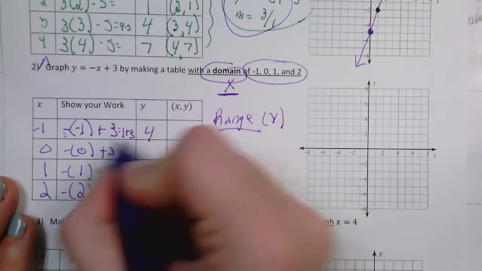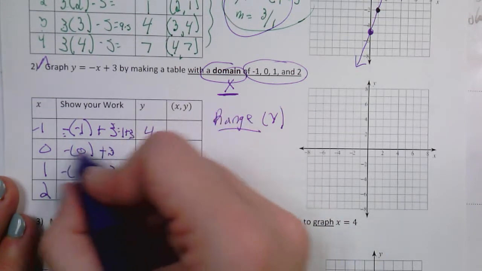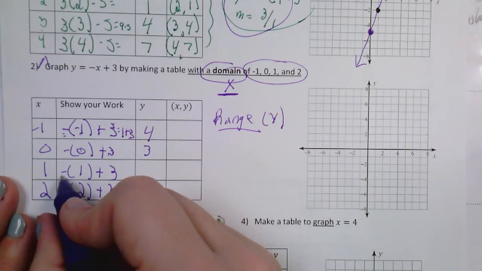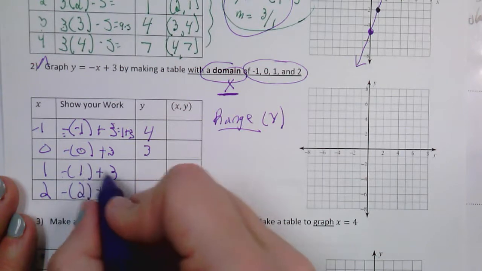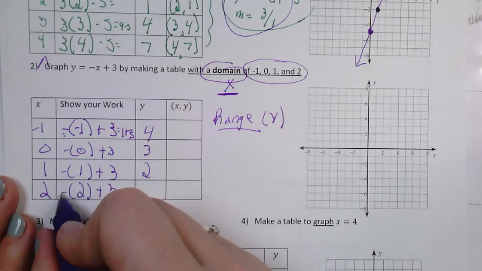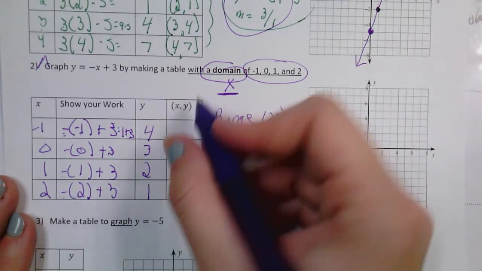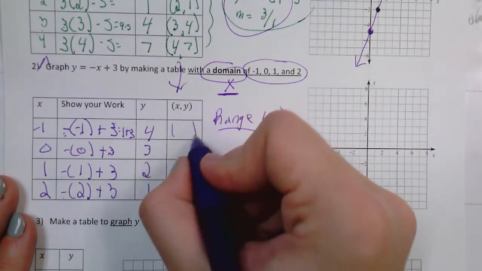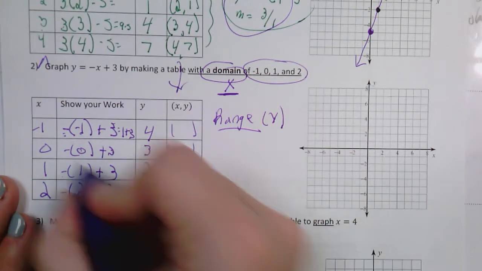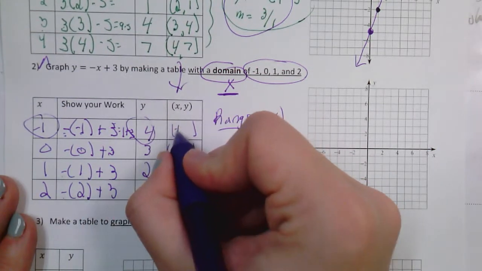Negative 0 is really nothing, so I'm just 0 plus 3 is 3. Over here, this would become negative 1 plus 3, which gives me 2. Then negative 2 plus 3 gives me 1. And then, of course, you'd kind of continue what you did over here with filling in your points, taking this information and adding it over here, and then graphing them, of course.